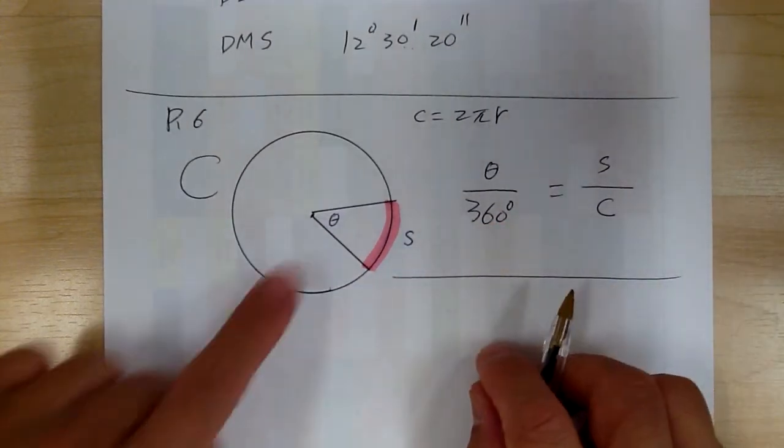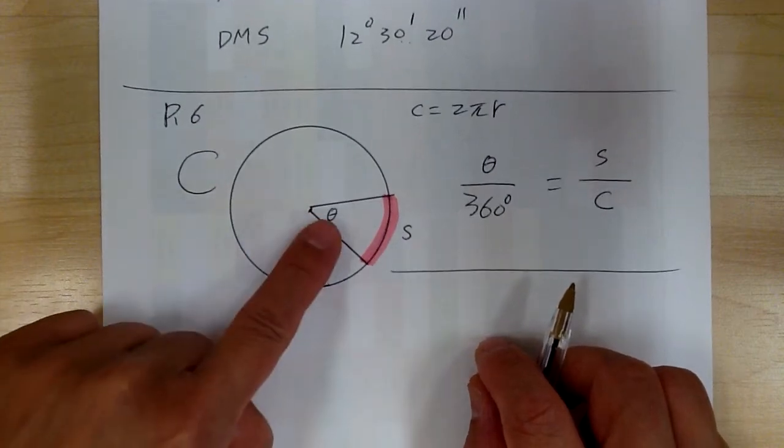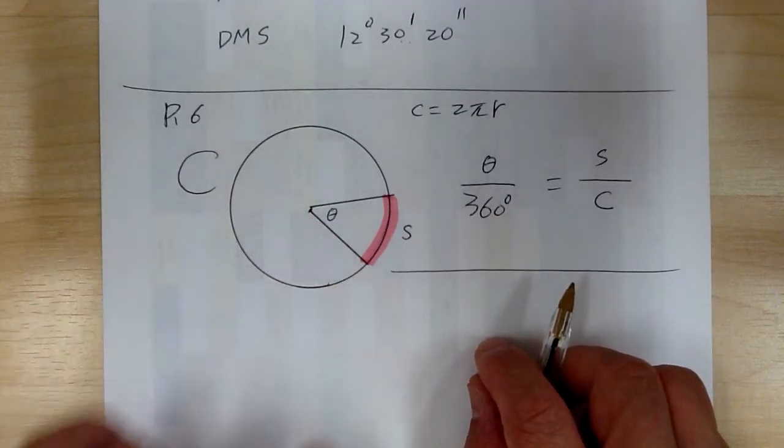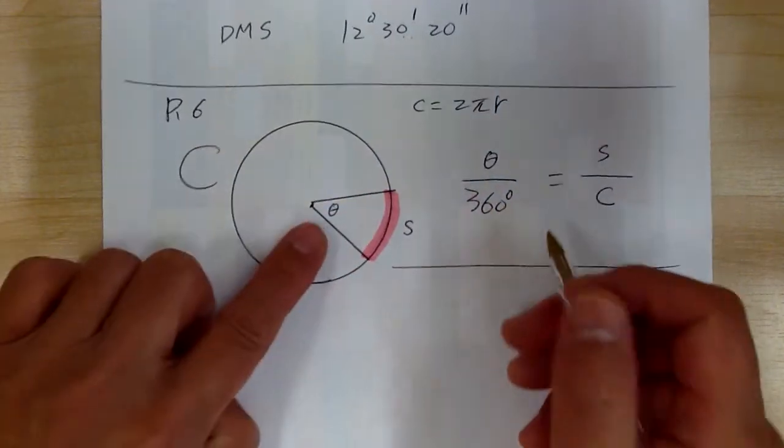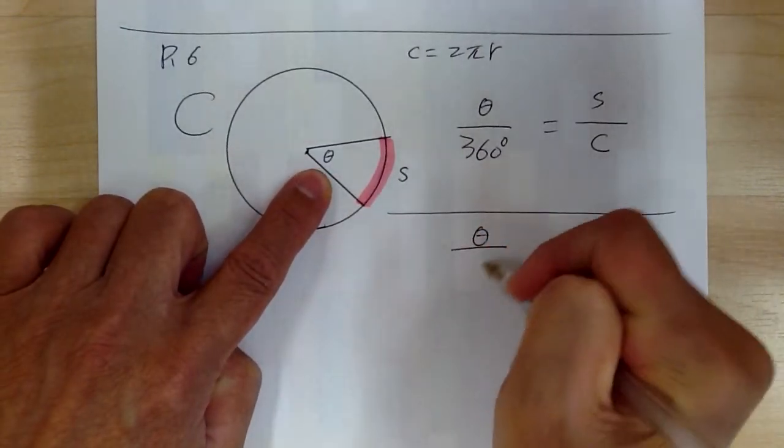Now another way, instead of matching the angles, what you do is match up the sector by itself. So what you can do is you can have the angle over the length.